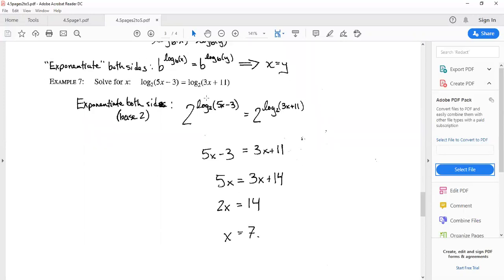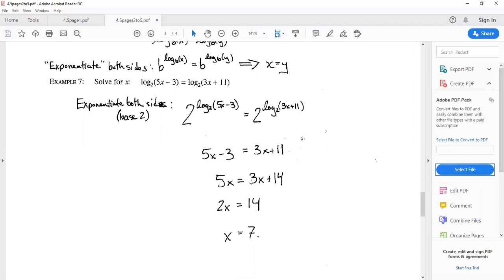So in this first example, they give us log base 2 of 5x minus 3 equals log base 2 of 3x plus 11. So we have the same base on both sides, base 2. So we will exponentiate both sides with base 2. That gives us 2 to the log base 2 of 5x minus 3 equals 2 to the log base 2 of 3x plus 11. But then these operations undo each other, and we're left with just the inside of the logarithms. So we have that 5x minus 3 equals 3x plus 11.